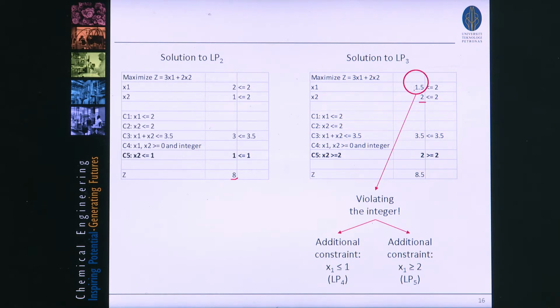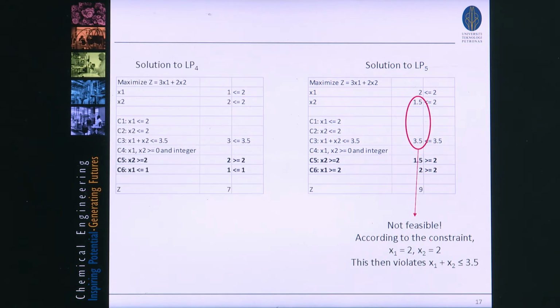So we have to split x1 into 1 and into 2. If x1 is 1, we get z equals 7. If we make x1 equal to 2, we violate the constraint for x2.